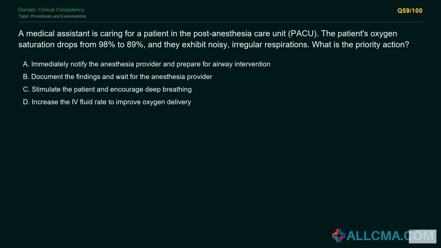Question 59. A medical assistant is caring for a patient in the post-anesthesia care unit, PACU. The patient's oxygen saturation drops from 98% to 89%, and they exhibit noisy, irregular respirations. What is the priority action? Option A. Immediately notify the anesthesia provider and prepare for airway intervention. Option B. Document the findings and wait for the anesthesia provider. Option C. Stimulate the patient and encourage deep breathing. Option D. Increase the fluid rate to improve oxygen delivery.